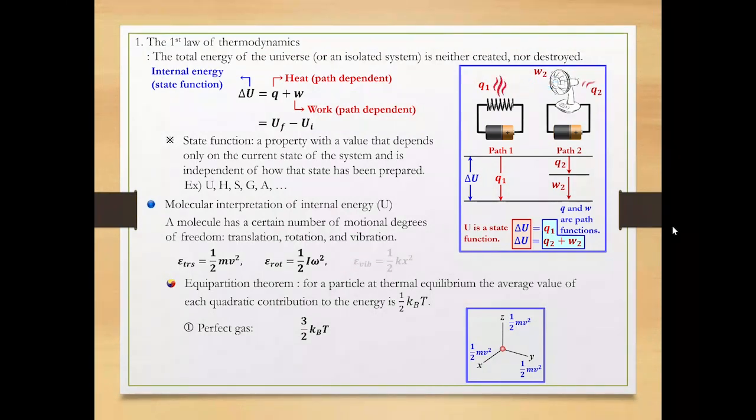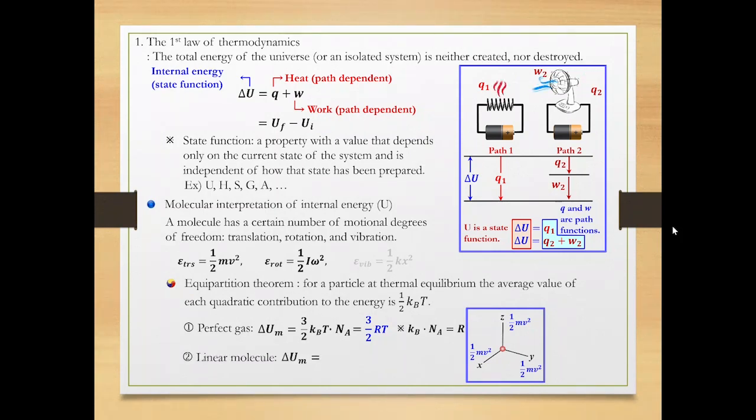What is the translational energy of 1 mole of molecules? You should multiply it by Avogadro's number, NA. Remember, the Boltzmann constant kB times Avogadro's number, NA, is equal to the gas constant, capital R. Consequently, it is simplified to 3/2 RT. And this is the molar internal energy of a perfect gas, delta UM.